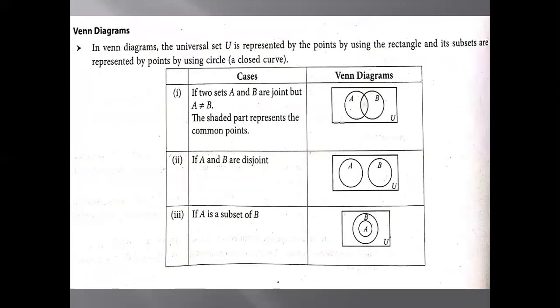Venn diagrams: if two sets A and B are overlapping but A is not equal to B, then we can represent the Venn diagram in this form. If A and B are disjoint sets, then we have to represent the two sets separately. If A is a subset of B, then we include set A inside set B. Then union of sets: the union of two sets A and B is a set C, which consists of all those elements which are either in A or in B.